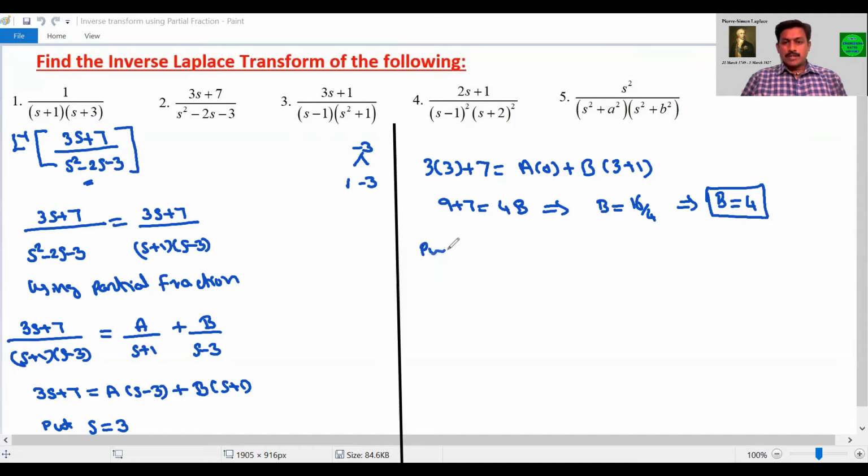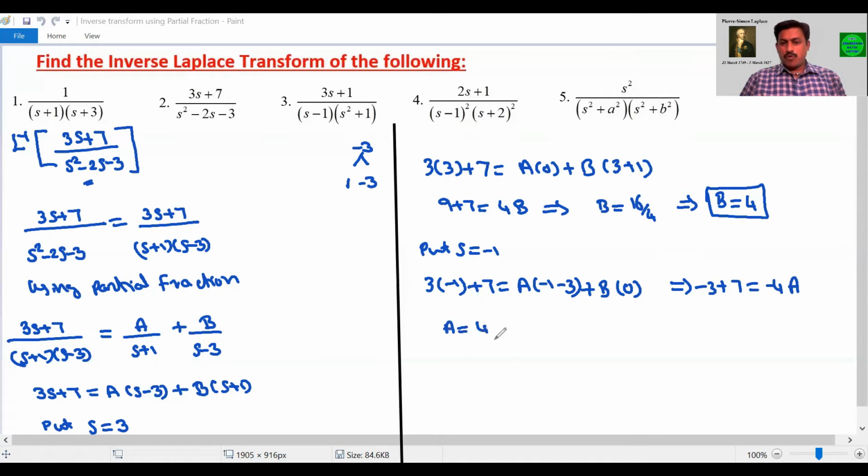Put s equal to minus 1 to make the B term 0. We will get 3 into minus 1 plus 7 equal to A into (minus 1 minus 3) plus B into (minus 1 plus 1), which is 0. Which implies minus 3 plus 7 equal to minus 4A. Therefore, A equal to 4 by minus 4, that is A equal to minus 1.